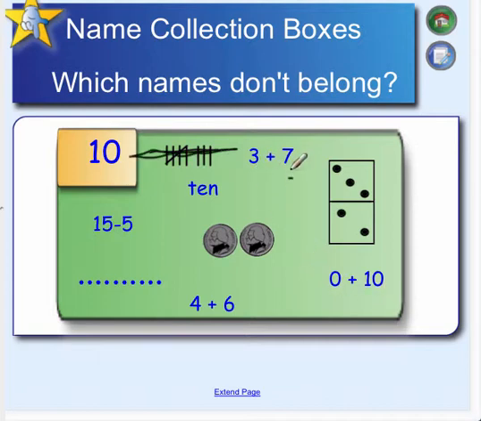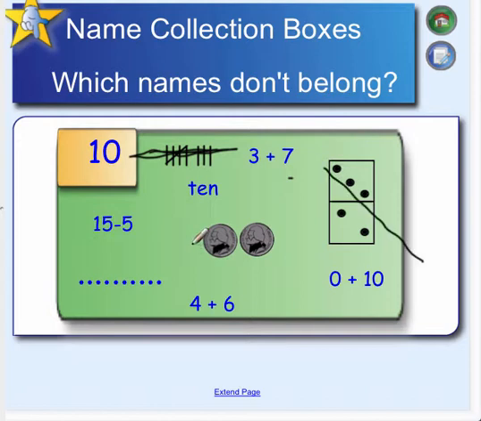I'm going to keep looking in my box here for other names that do not belong. 7 plus 3 does equal 10, so that one needs to stay. Here we have 10 written out in words. That's just fine. That's another name for 10. The domino, we have 3 dots plus 2 dots would equal 5. So this is not a name for 10. I want to go ahead and cross this off.